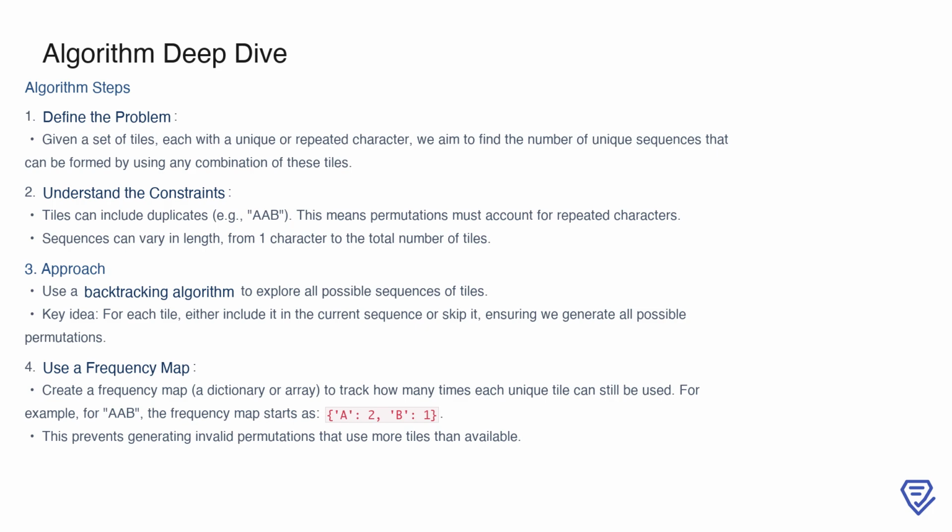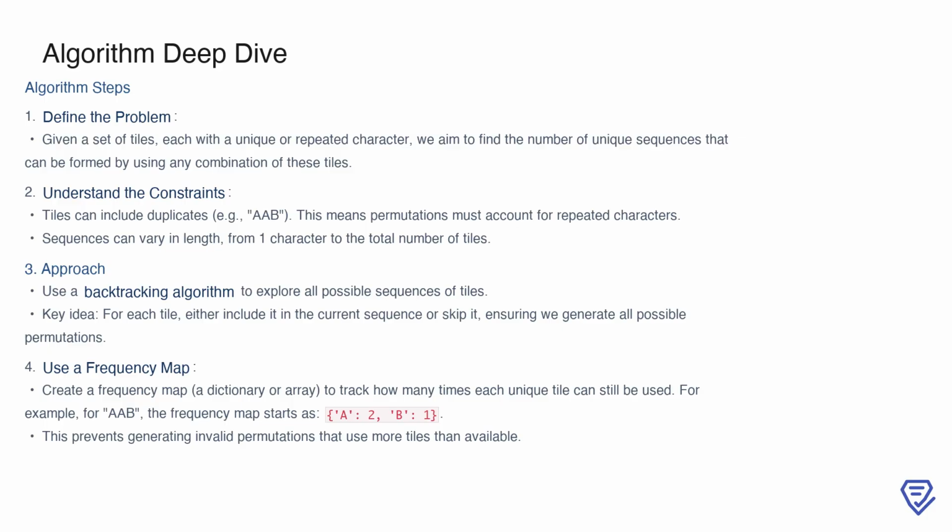To approach this problem, we start by defining the challenge. We need to calculate the number of unique sequences that can be formed using the given set of tiles, which may include repeated characters. For example, with tiles like AAB, we need to consider all possible combinations of different lengths, while also accounting for duplicate letters. This is where the constraints play a crucial role. The tiles can be used in any order and the sequences can range from a single character up to the total number of tiles available.